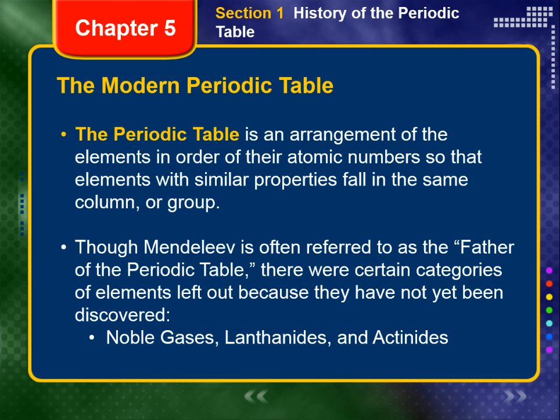The modern periodic table. The periodic table has undergone extensive change since Mendeleev's time. Refer to figure 5-6 on pages 130 and 131 for the full periodic table. Chemists have discovered new elements and, in more recent years, synthesized new ones in the laboratory. Each of the more than 40 new elements, however, can be placed in a group of other elements with similar properties. The periodic table, therefore, is an arrangement of elements in order of their atomic numbers so that elements with similar properties fall in the same column or group.